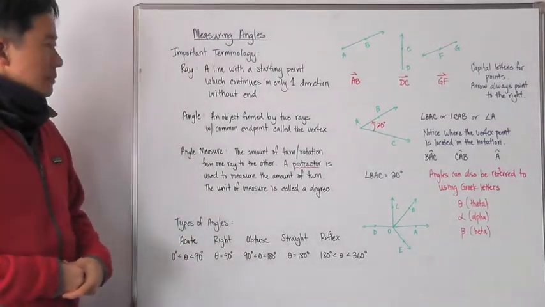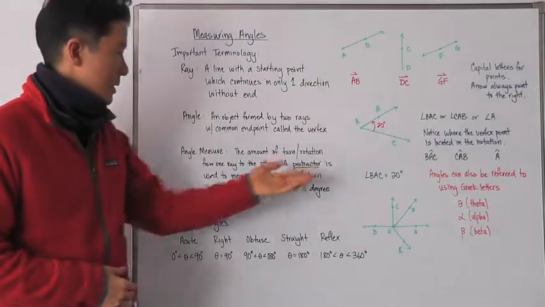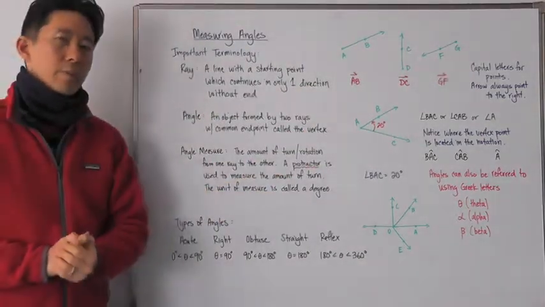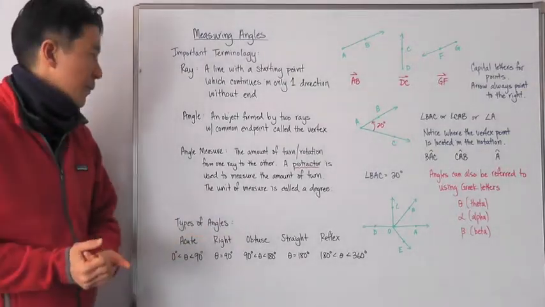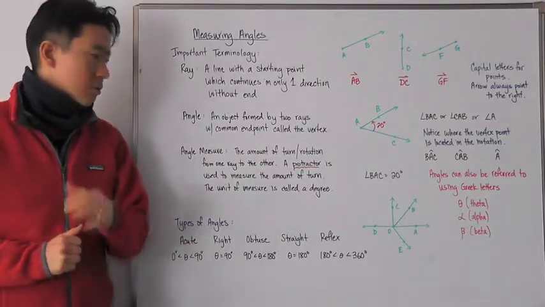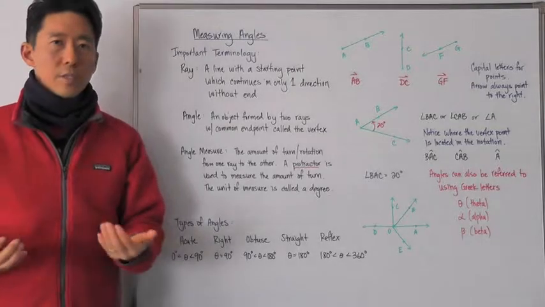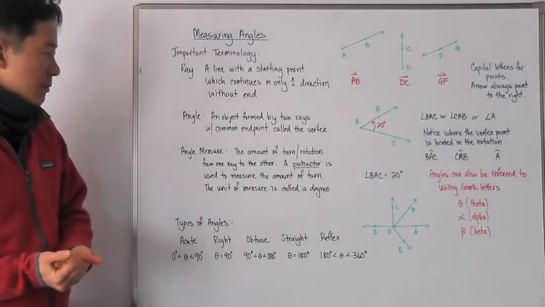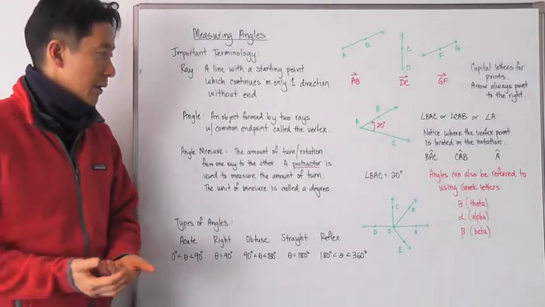Okay, now once we form an angle using rays, we want to be able to measure the angle. Now, how do you go about measuring the angle? It is the amount of turn or rotation from one ray to the other. So we're going to use a protractor to measure the amount of turn, and the unit of measure is going to be called a degree.